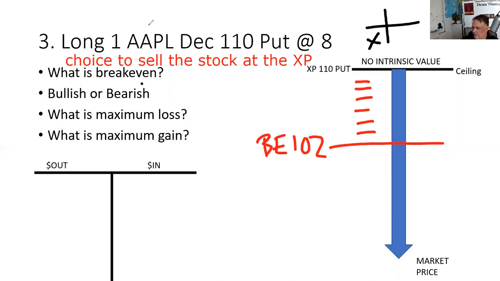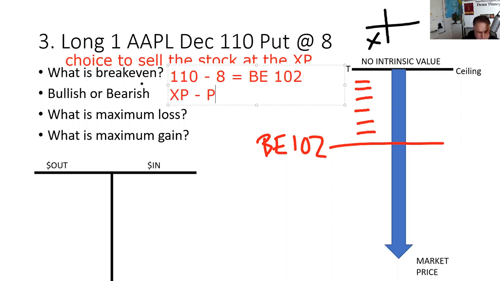The break even is going to be, let's put that in our chart here, 110 minus 8 equals 102. That's our break even. The way we got that is we took the strike price minus the premium. And so that's our break even.